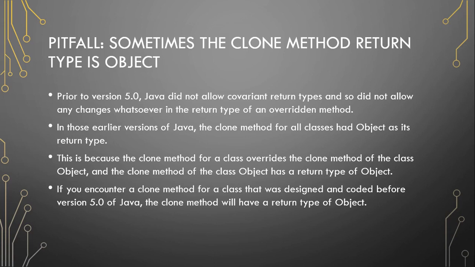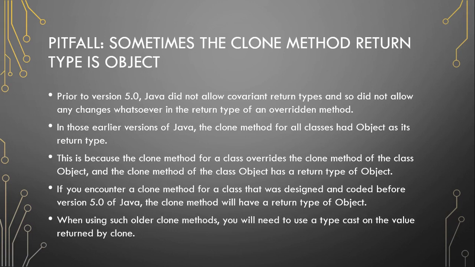So if you encounter a clone method for a class that was designed and coded before version 5.0 of Java, the clone method will have a return type of Object. Obviously, we're at a much later version now, but in case you come across some legacy code, if you ever go into career programming and you come across old code that might be using an older version, this would be good to know. Because when you're using such older clone methods, you will need to typecast the value returned by clone.